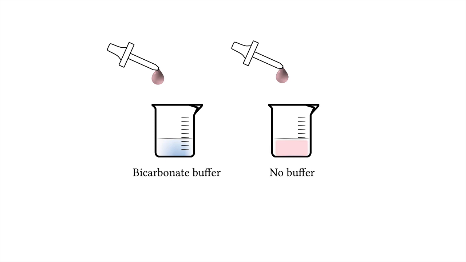The other solution, the one without the buffer, changed pH pretty quickly, and that was noticeable due to the color change of the indicator solution. So you can see how buffers do work to prevent drastic pH change, and they do it rather quickly. Well, let's talk about exactly how it works to do this.